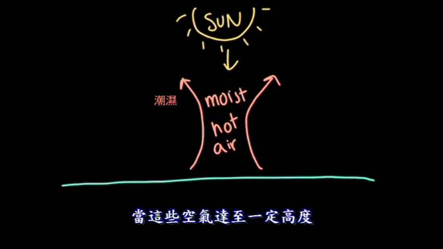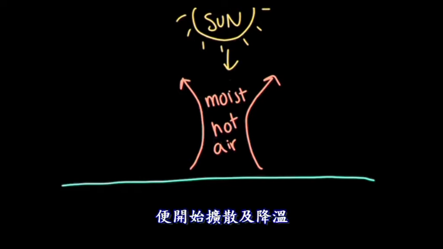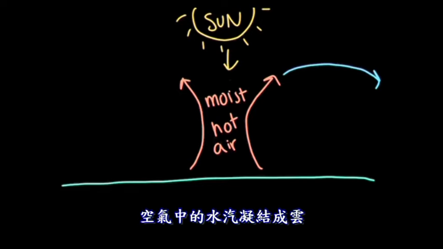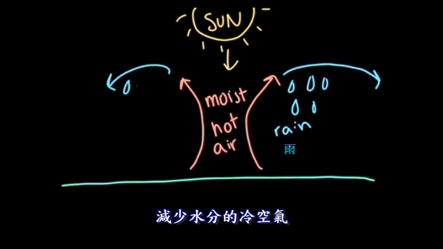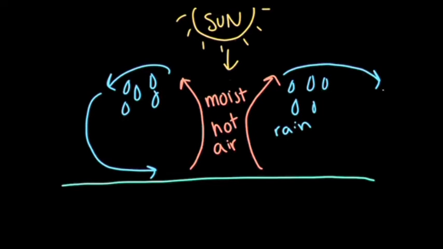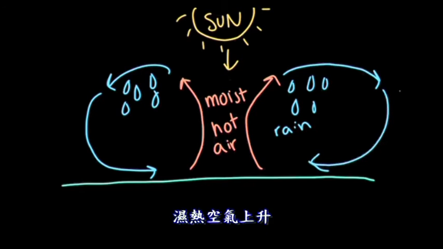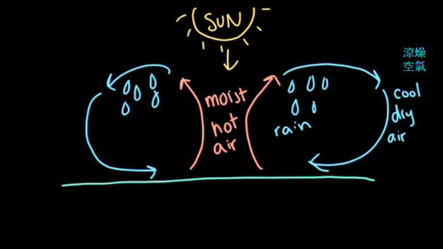But once all this hot, moist air reaches a high enough altitude, it begins to expand and cool down. The water vapor in the air begins to condense into clouds, and it eventually falls as rain around the equator. The air, which is now cool and holds less moisture, sinks down to the ground, because cold air sinks. And the cycle repeats, with the hot, moist air rising and the cool, dry air falling.